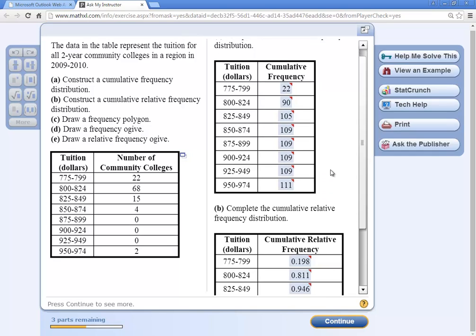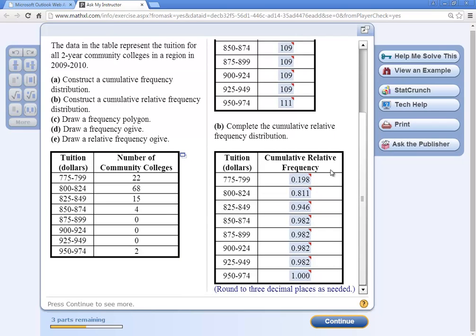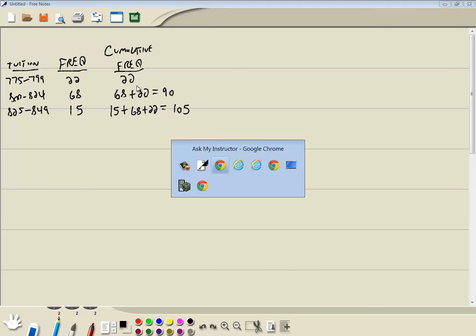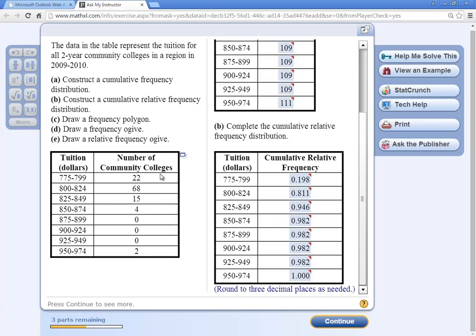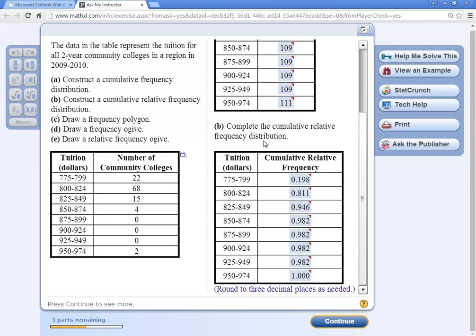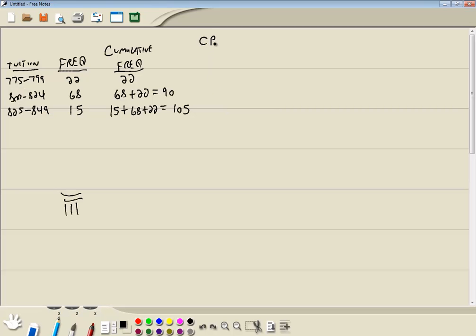Now cumulative relative frequency. After you have this, it's going to go up to our total number. What was that? 111? Let's see: 22, 68, 15 is 105... so the total, if I add them together down here, is going to give me 111. So for our cumulative relative frequency, what we do is take the 22 divided by our total.